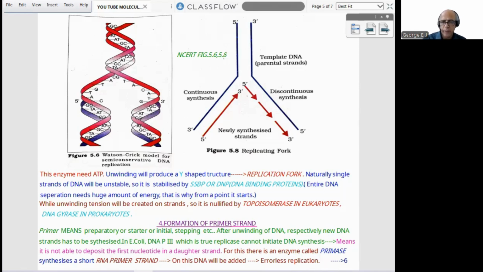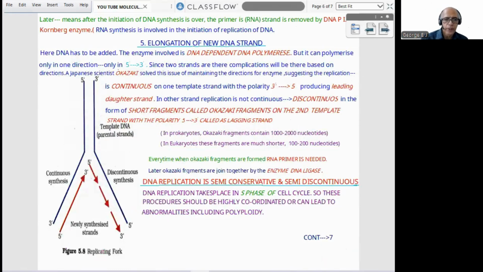I think the idea is clear. Importance of primase and RNA primer, then DNA will be added. We can proceed to the next page. Later, that means after initiation of DNA synthesis is over, the primer RNA strand is removed by the function of DNA polymerase 1, the Kornberg enzyme. RNA synthesis is involved in the initiation of replication of DNA. It has a role, RNA.